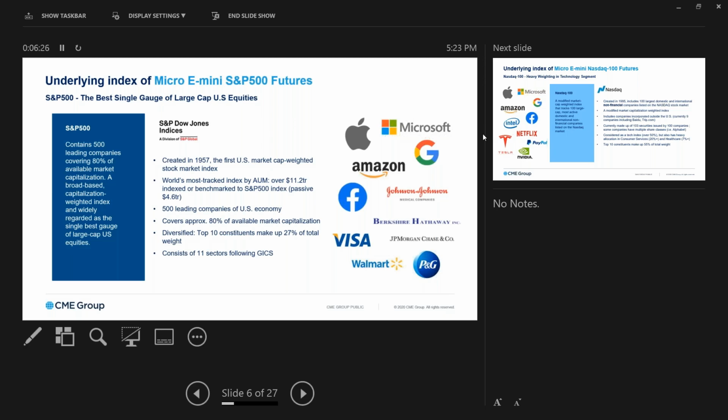To help you understand this index a little more, I put some of the company logos here. You can see all those familiar company logos: Apple, Microsoft, Google, Amazon, but it also has Visa, Walmart, or Procter and Gamble. All the different industry stocks are included in these 500 stocks.